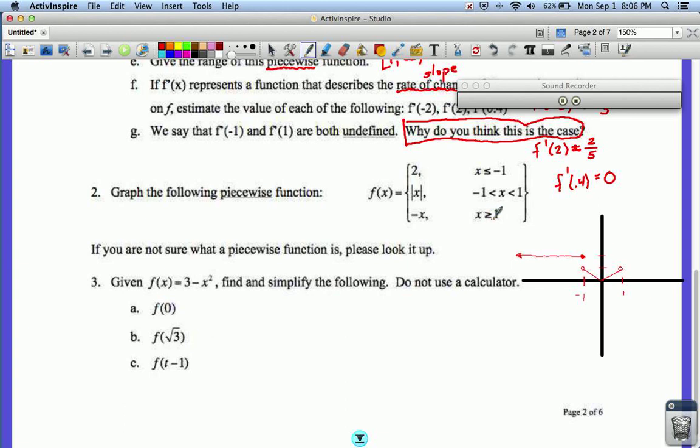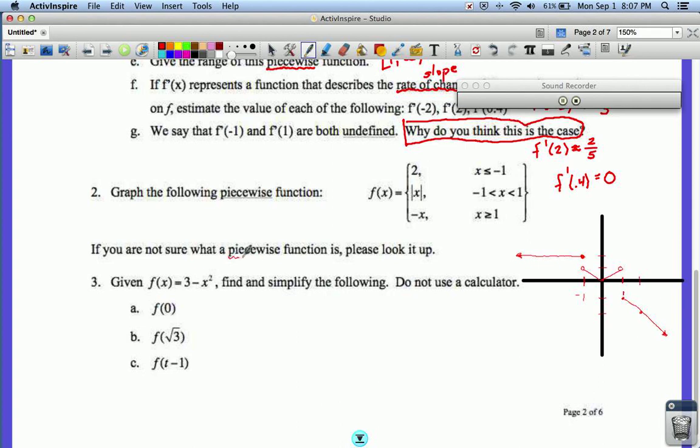And when x is greater than or equal to 1, the graph takes on the graph of negative x. Well, negative x goes down like that. So when I put in 1, I get negative 1. When I put in 2, I get negative 2. 3, negative 3, so on and so forth. So there's our graph there. Actually, not a bad looking graph at all. So there is a piecewise graph.